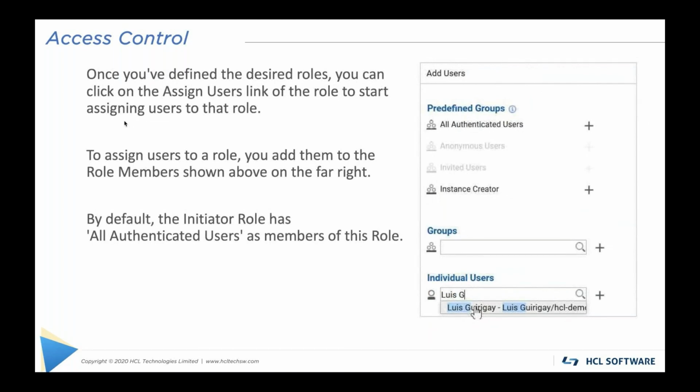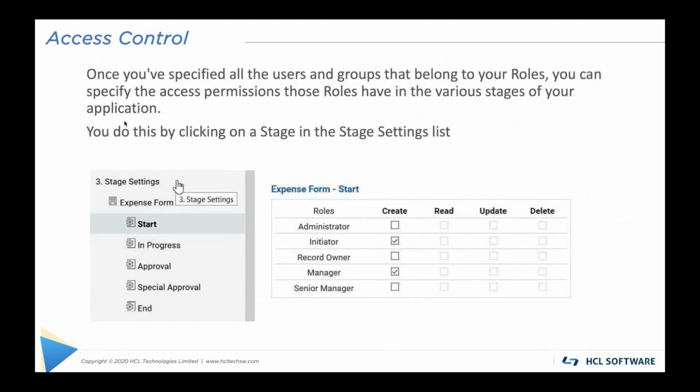It's a simple matter of, like we said, is it all authenticated users? Is it the person that created the instance? Is it a predefined group within the directory? Or here you can say is an individual user within a group that has access to this within this role, and then subsequently access to the actual form. And so once you've defined the roles and assigned people or groups to those roles, then you can go into the stage settings.